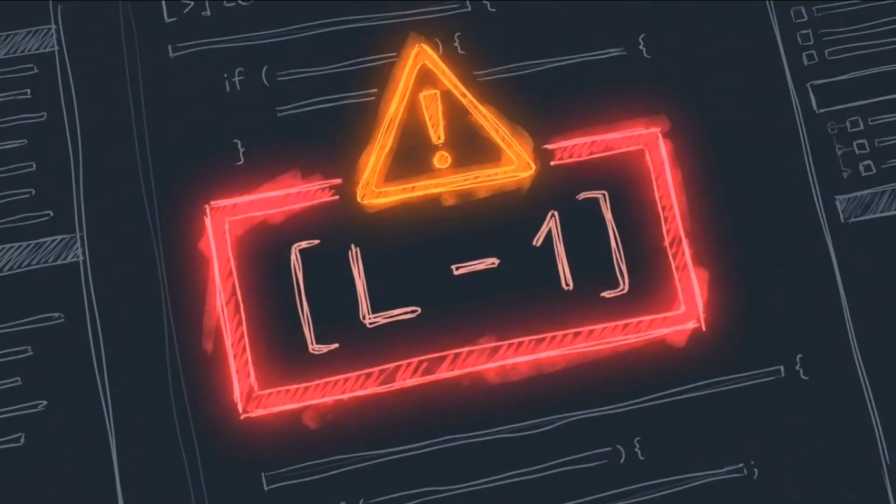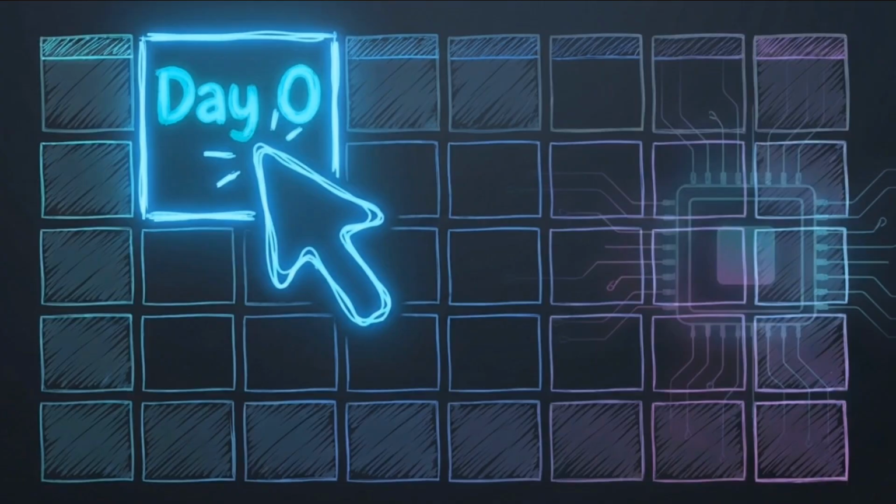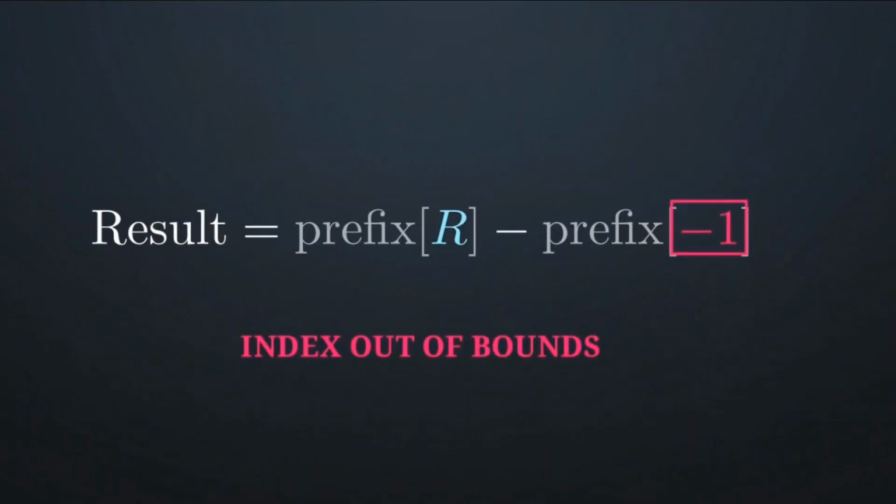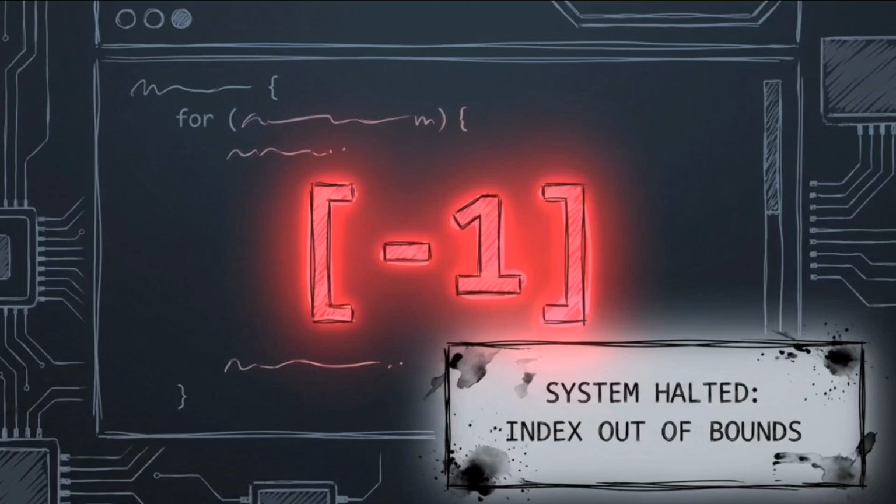However, this single line contains a logic failure known as the 0 index trap. We have to consider what happens if a user requests a range starting at the very first day of our dataset. If the left boundary is 0, our math tells the computer to look up 0 minus 1. The program searches for index -1, which does not exist, leading to a memory access violation and an immediate crash.